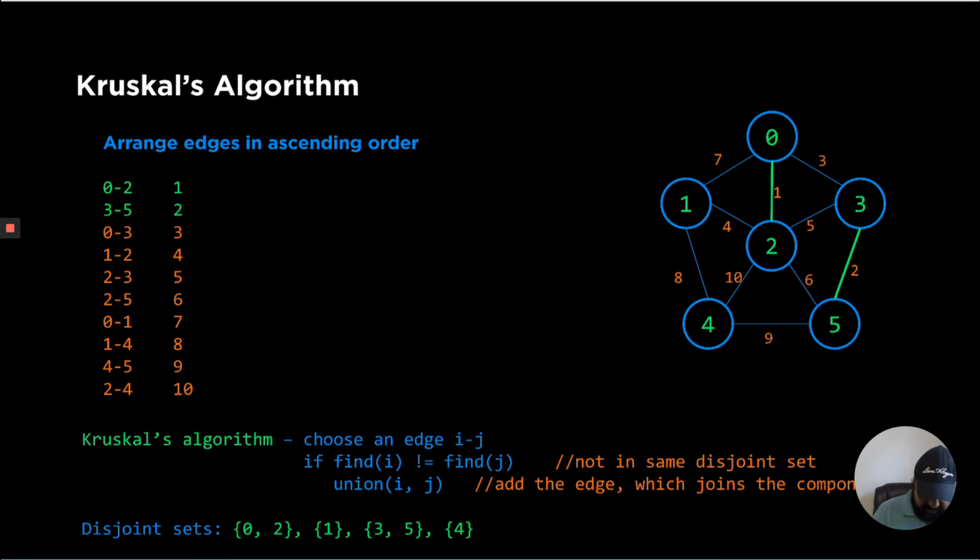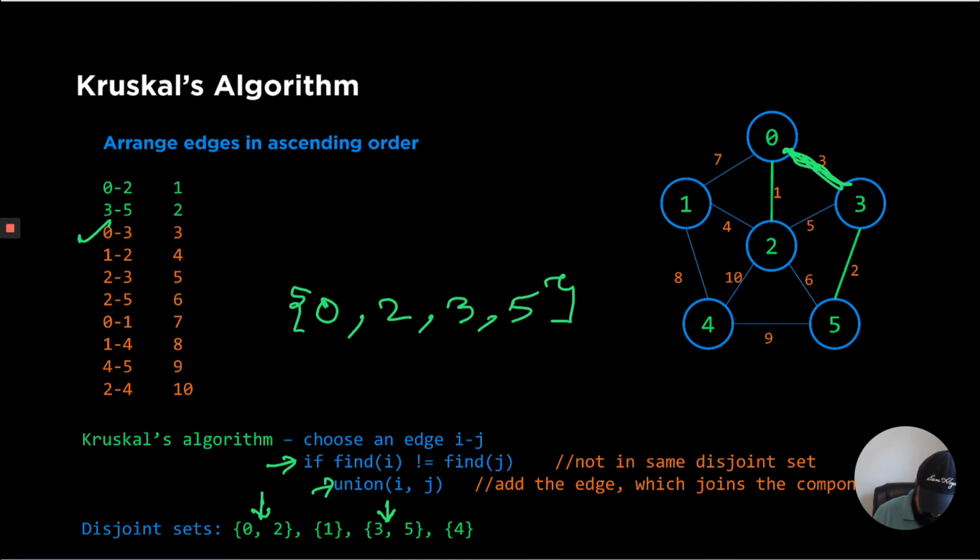Okay. The next one we have 0, 3. Now here we can see that it's not creating a cycle. And in the earlier approach, when we had just one set, this was not being added. That was the issue. So here we see that 0 is in this set while 3 is in another set. So the find operations will reveal two different sets. So the union will be successful. And now we have 0, 2, 3, 5 in one set. Another set will be 1 and another set will be 4. So in this case, all of these numbers in a set represents a connected component.